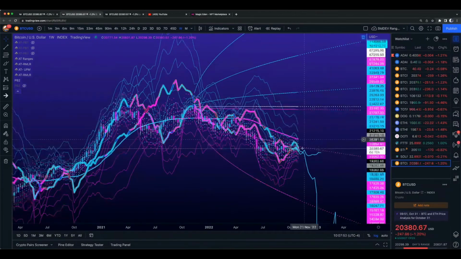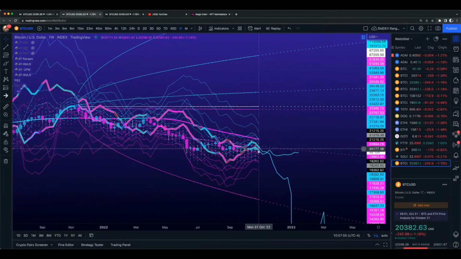So we're right here. Bitcoin sandwiched between these bad boys, between these two reverse means.